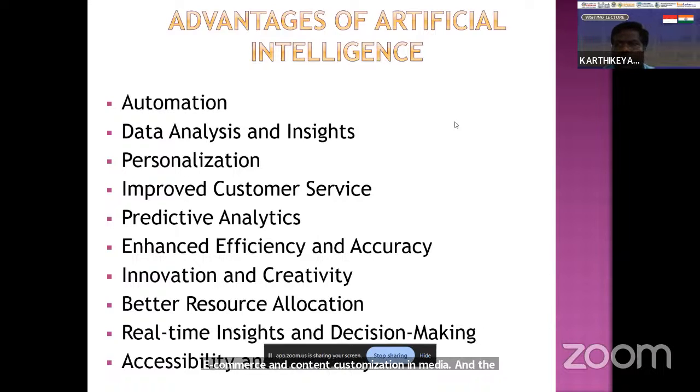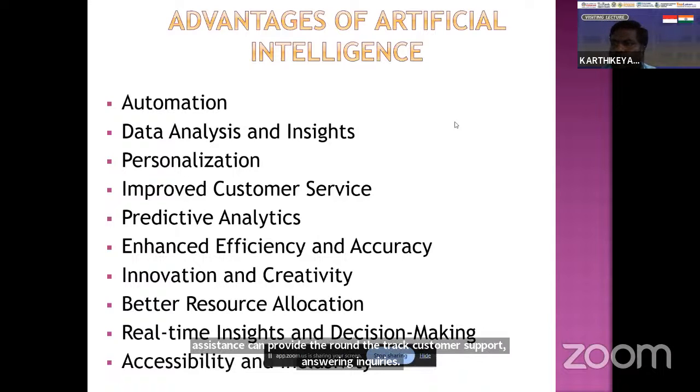And the next advantage is improved customer service. AI technologies such as chatbots and virtual assistants can provide round-the-clock customer support, answering inquiries and resolving issues in real time. This enhances the overall customer experience and satisfaction.